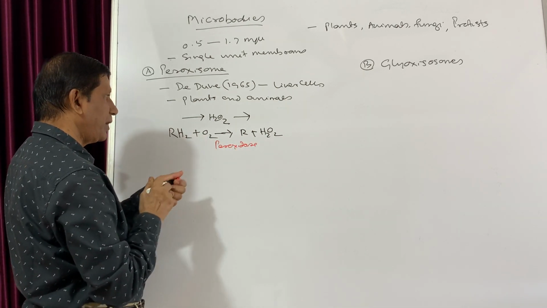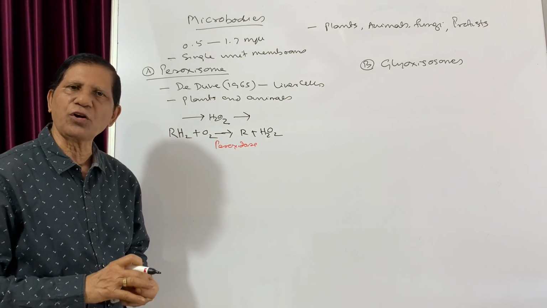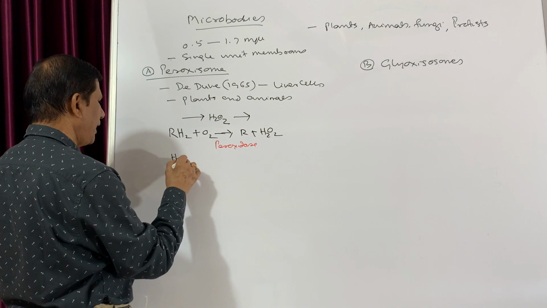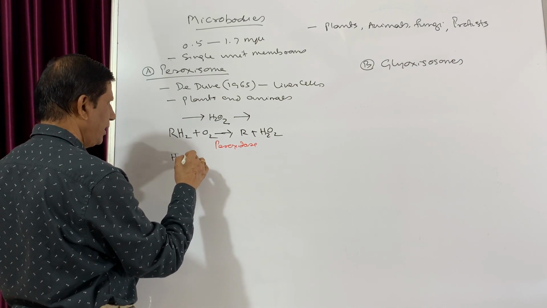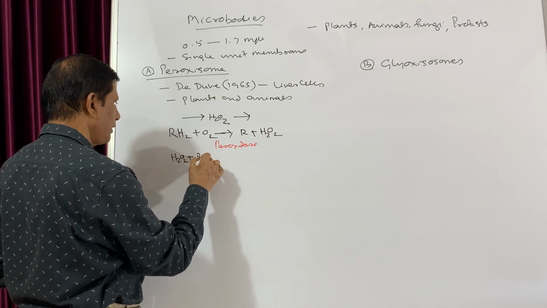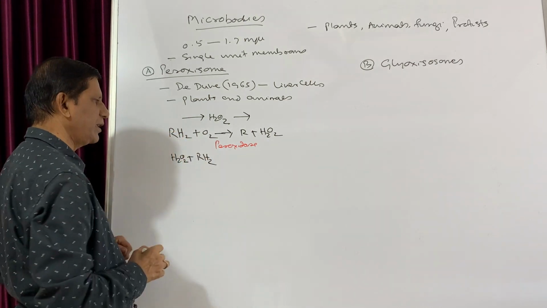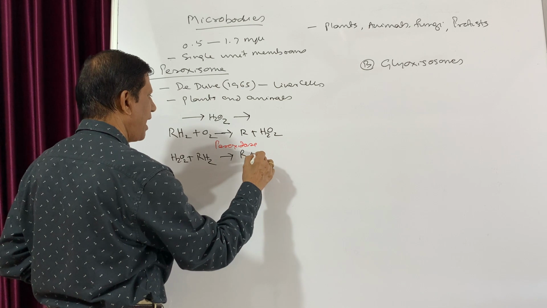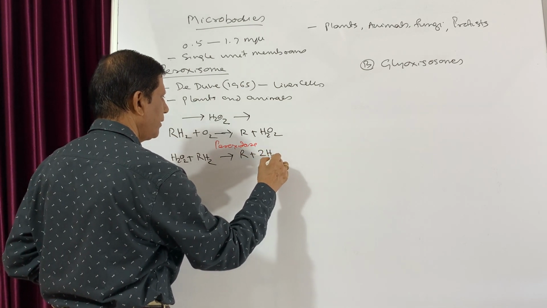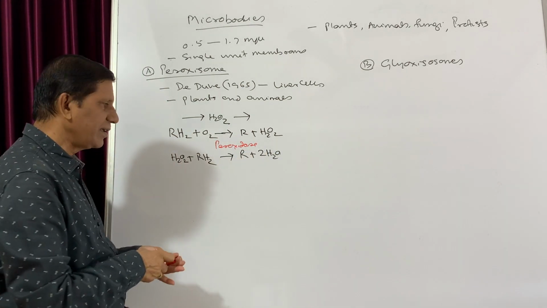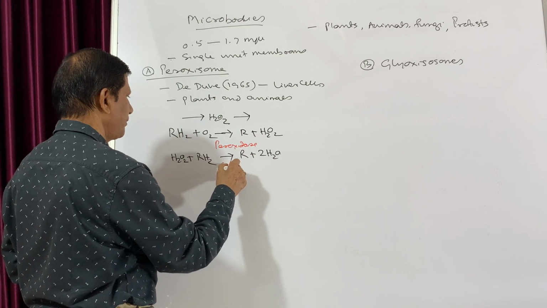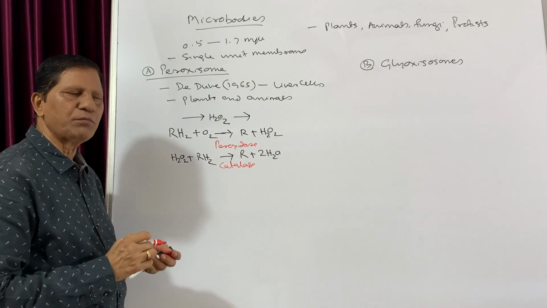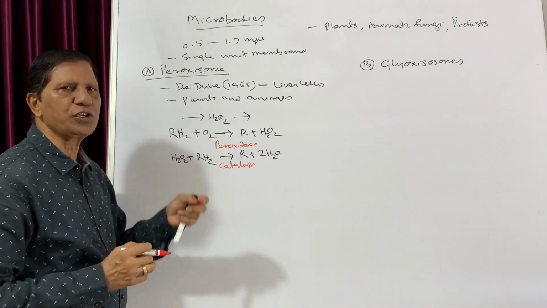Now this hydrogen peroxide is quite toxic to the cell. So again it can break down the hydrogen peroxide. It can break down by combining with a substrate, then it will give rise to R and two molecules of water, and here the enzyme is catalase. And both this peroxidase and catalase enzymes are present in the peroxisome.